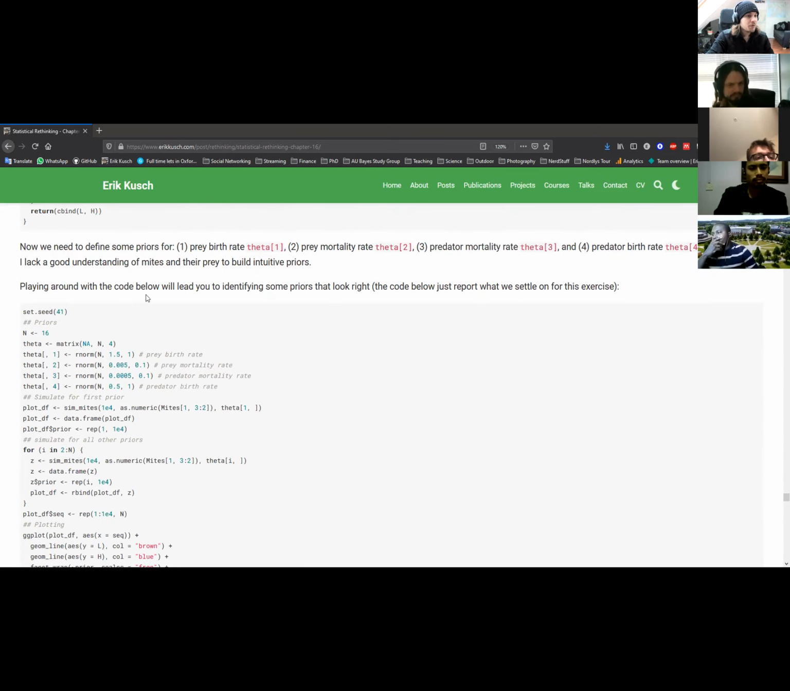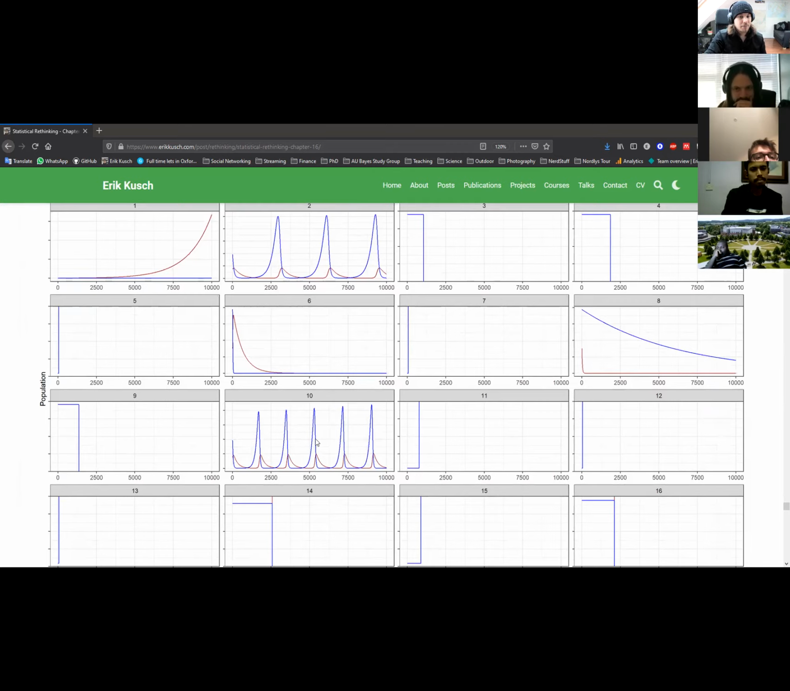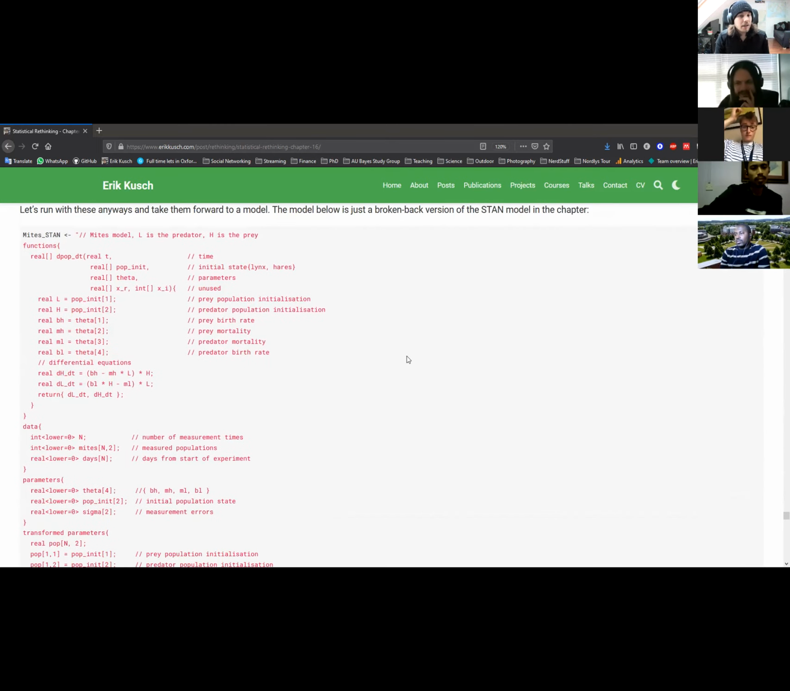Then I just play around with priors, not with any biological information, because I know literally nothing about mites or their predators. I just played around with the numbers until I landed on something that showed me at least some priors with some cycles in it. And then I just ran with those. Of course, I wouldn't want to do actual research like this because I want to have some proper prior information. But here, at least I know that I need to have cycles. And then I run a model, which I copied straight from the solutions because I wasn't confident in just coding up Stan myself.